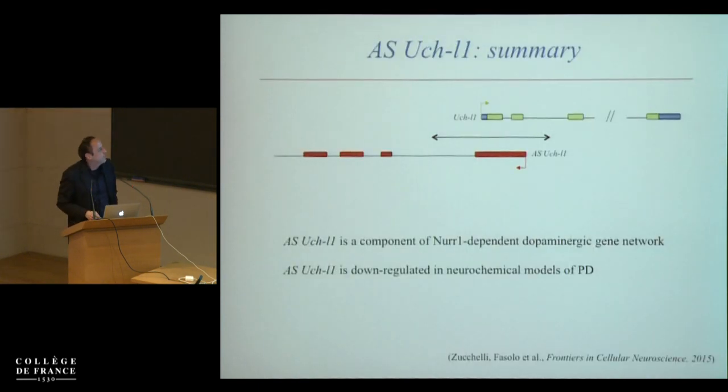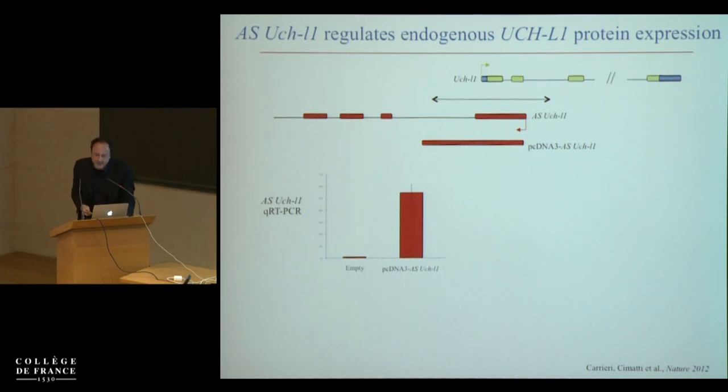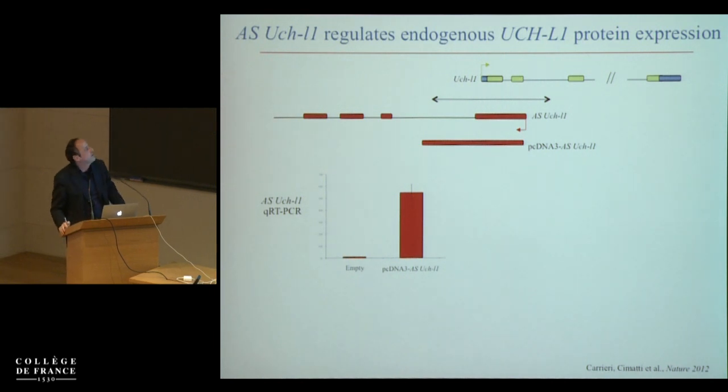Okay, we recently published a paper in which we show the antisense UCHL1 is a component of a Nurr1-dependent dopaminergic gene network, and is now regulating neurochemical models of PD in vitro and in vivo. But what was more interesting for us was taking advantage, as I said, of Professor Perman's MN9D cells that we received very kindly from his lab. That cell line actually expresses both sense and the antisense.